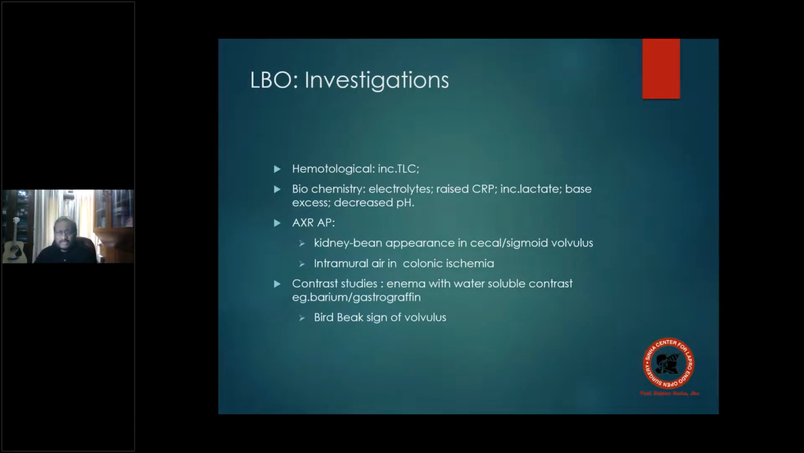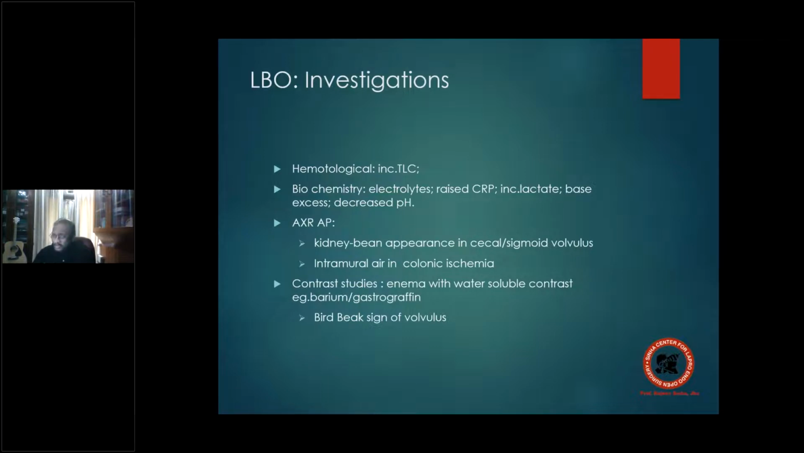Investigations. Hematological: increased polymorphonuclear leukocytosis, especially the polys are raised. Biochemistry will show electrolyte abnormalities, raised CRP, increased lactate levels, base excess, decreased pH, all features of acute cell obstruction.